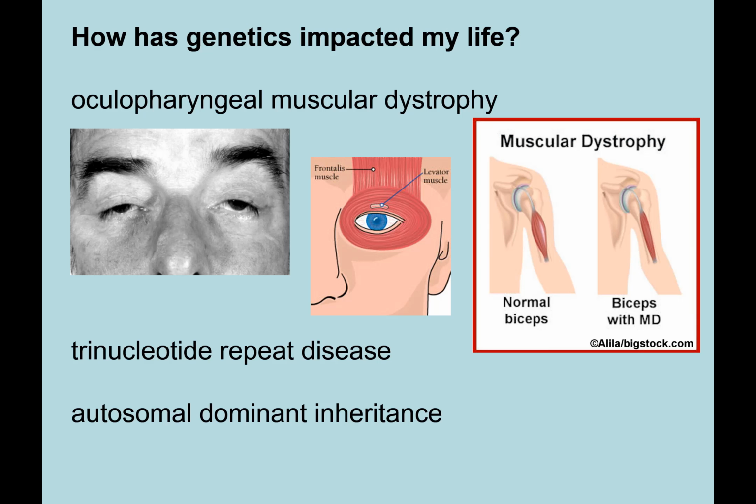So my dad's girlfriend has a type of muscular dystrophy. And it's a really interesting type because it only affects the eyes and the throat. So it's a trinucleotide repeat disease, autosomal dominant inheritance, and muscular dystrophy results in loss of muscle. So she's actually had several surgeries to kind of pull up her eyelids because she doesn't have the muscles to keep them open. Unfortunately, she can barely swallow, so she's had a feeding tube for years now.